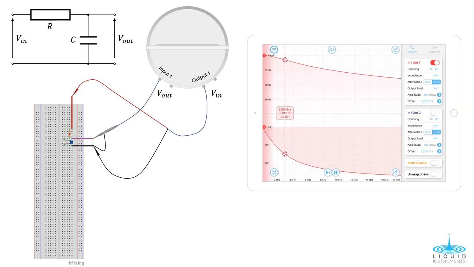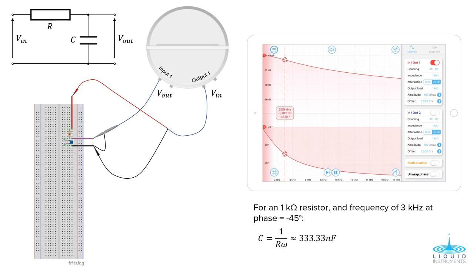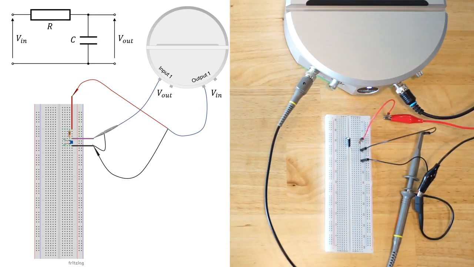Let's use the iPad interface to run the Bode analyzer on an example. Here you can see the cursor set to 45 degrees and reading out the frequency to be 3 kHz. Using this 3 kHz, we can calculate the capacitance to be 333 nanofarads. So, with the theory and experimental setup explained, let's build the circuit and set up the Python script and Pymoku.